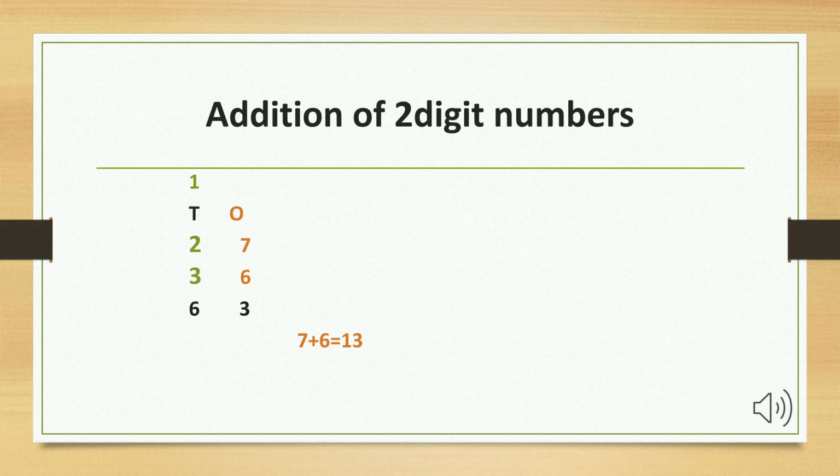We will write 3 under the ones column and we will carry 1 to the tens place. Now add the tens value. And do not forget the value which we carried over. After adding these numbers, we get 63.